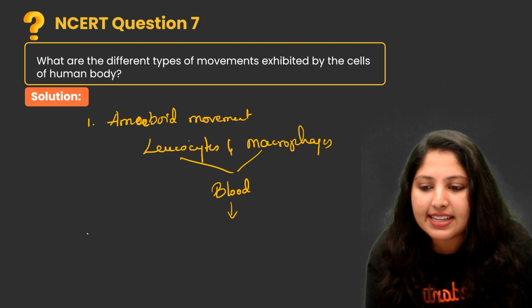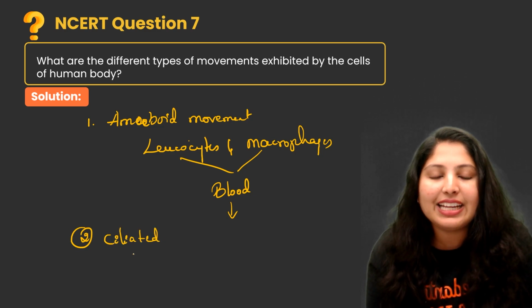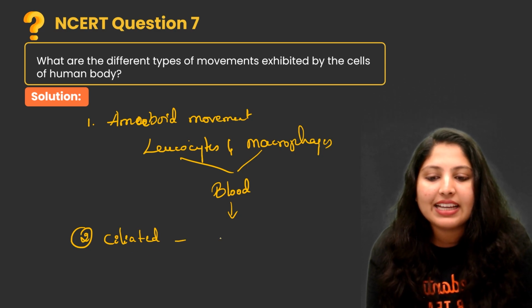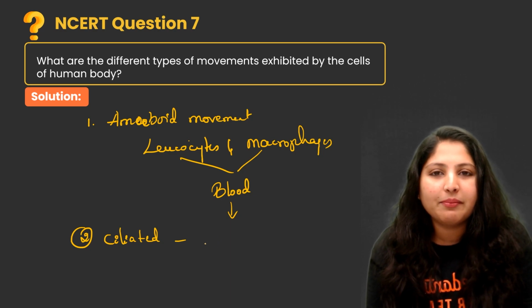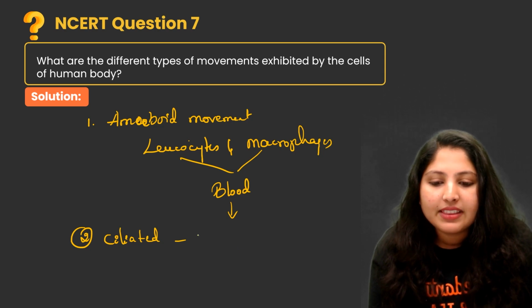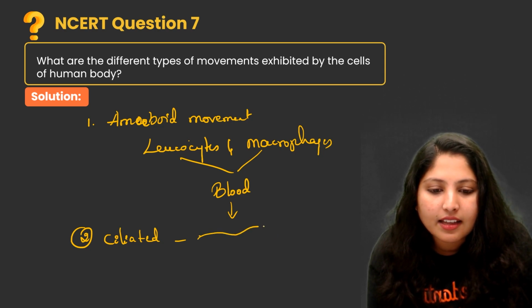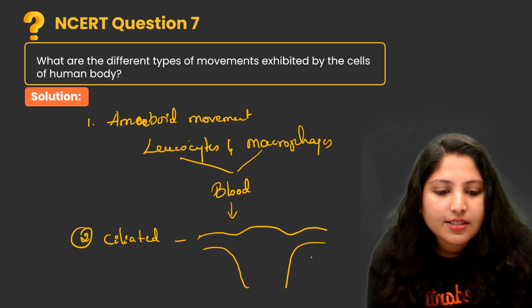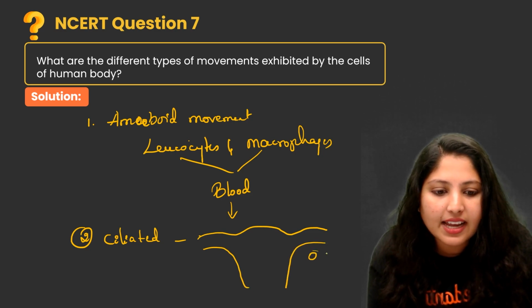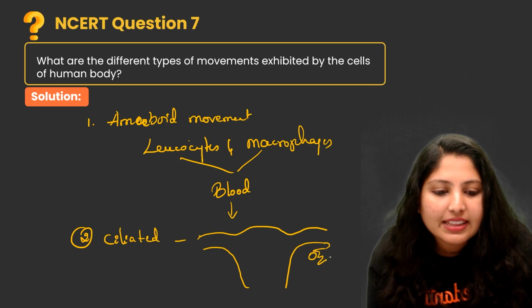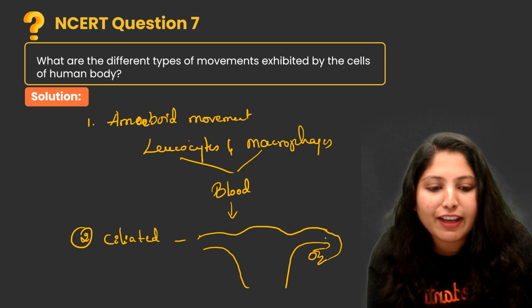The second one is known as ciliated or ciliary movement. Where exactly can we find ciliated movement? In the movement of egg and sperm. See, this is the uterus of the human. Here the ovary is present. The ovary releases the ovum. This ovum is carried by the fallopian tube.